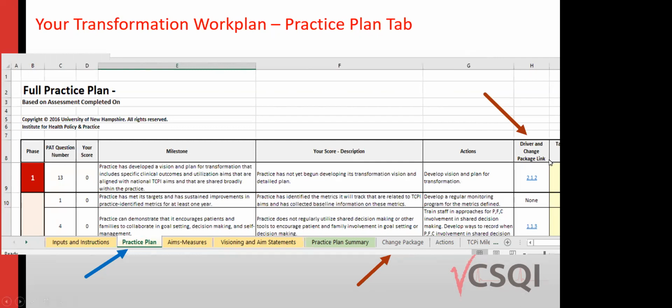Okay. So again, any change drivers relevant to the milestones can be found in column H of your practice plan, or at the bottom of the entire practice plan file under the tab that is labeled change package.